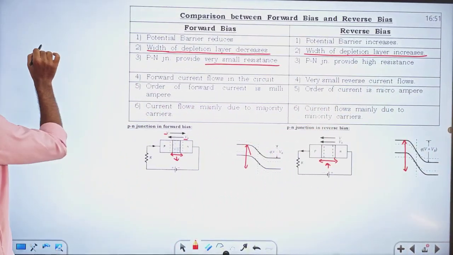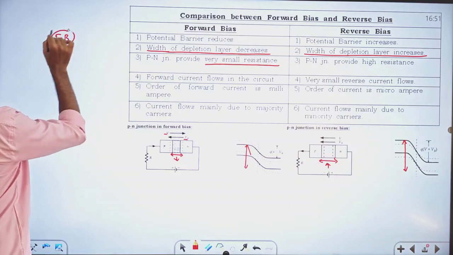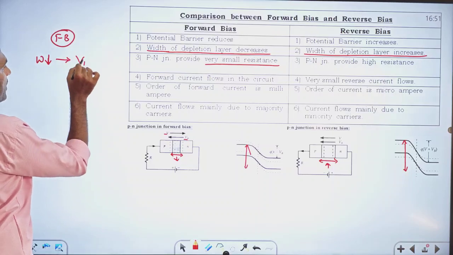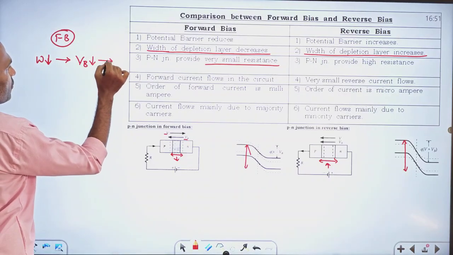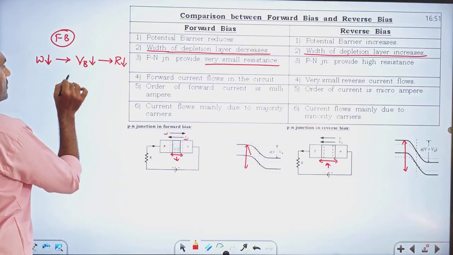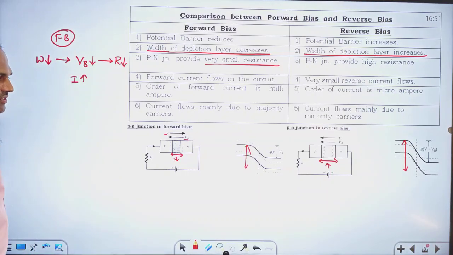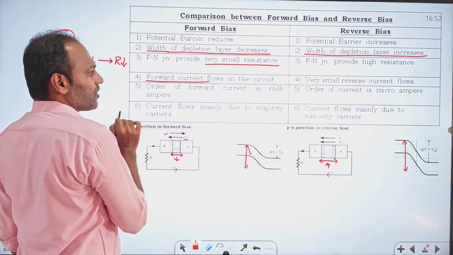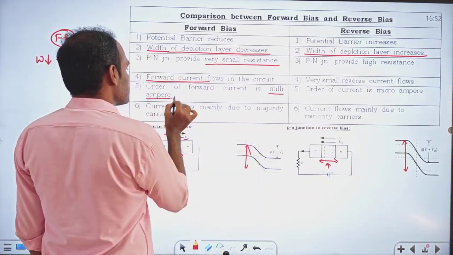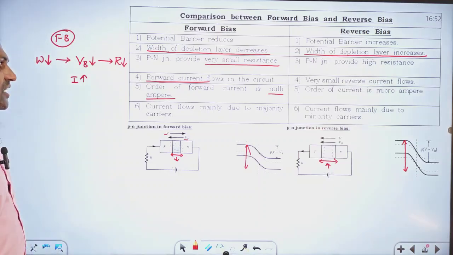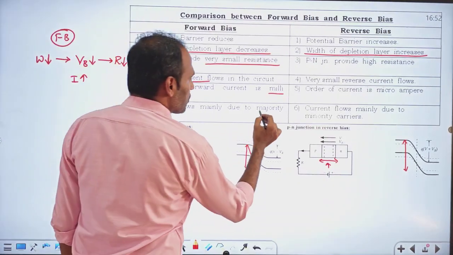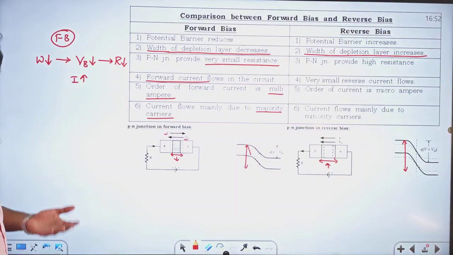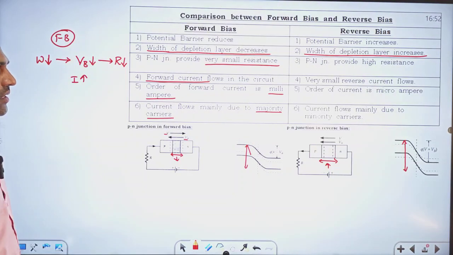Remember, in forward bias width of depletion layer reduces. If width reduces, barrier potential reduces. If barrier potential reduces, resistance reduces and current increases, right. That current is called forward current, and this forward current will be in terms of milliamperes. This forward current is mainly due to majority charge carriers. This is majority charge carriers in the flow, electrons in the N and holes in the P.